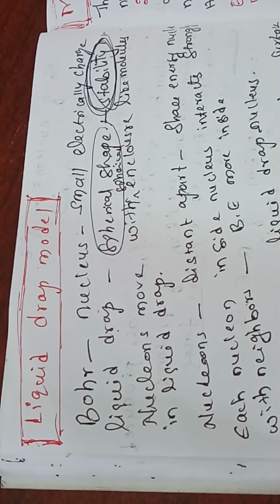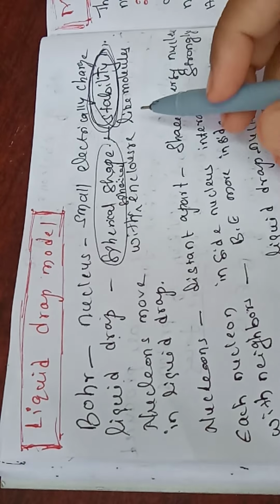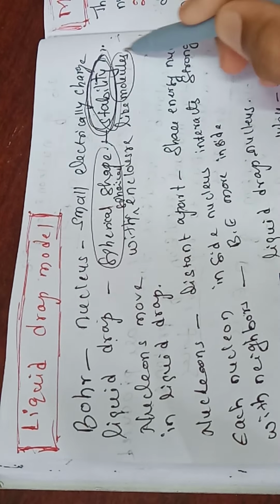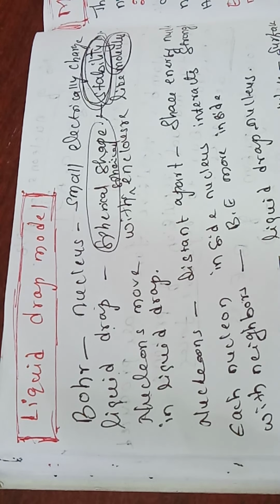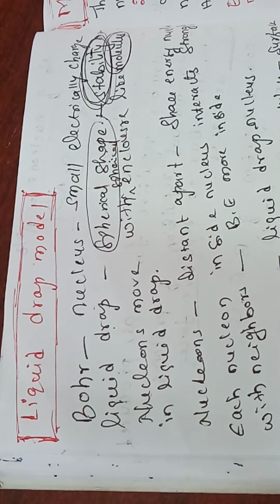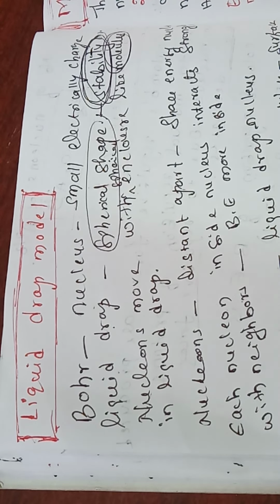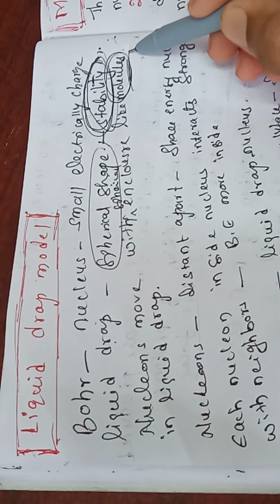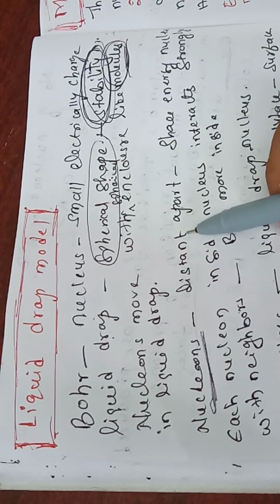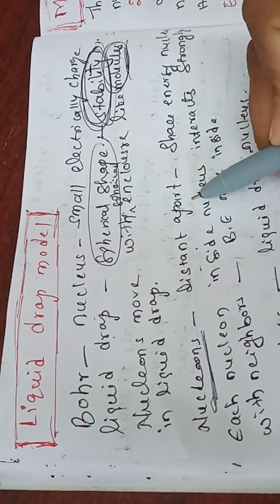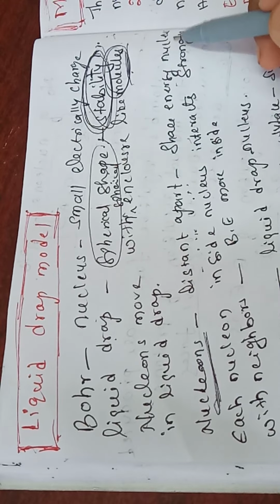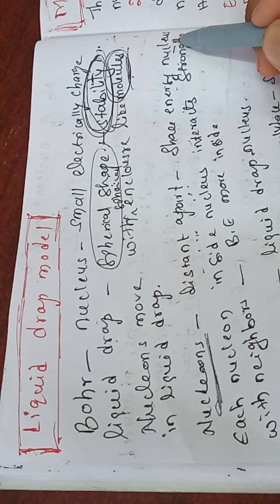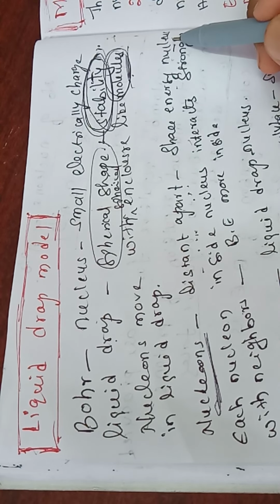Now he compared the total nucleus with a liquid drop. In a liquid drop, the molecules move within the enclosure of that drop; similarly the nucleons, that is protons and neutrons, will move within the spherical enclosure of the nucleus. Here also, as we have intermolecular distance, nucleons also have a particular distance between them, and like molecules, they share the complete or total energy of the nucleus.